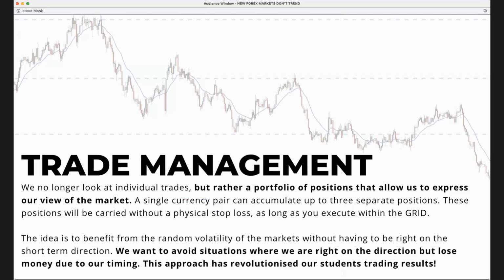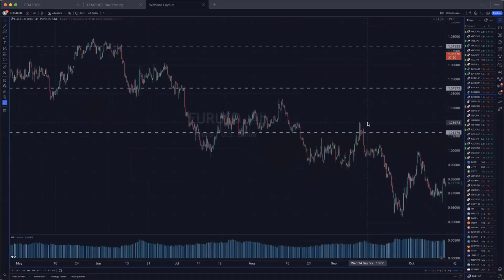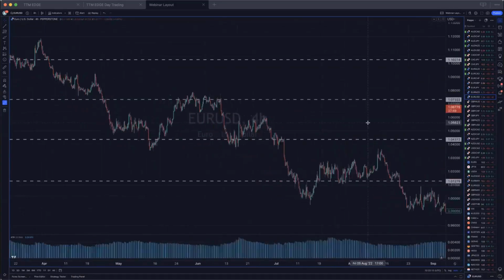Let me stop the sharing somehow. Let's bring up a chart you can take a look at. Okay, so this is TradingView, and these are the charts.